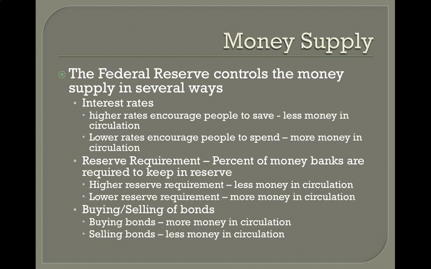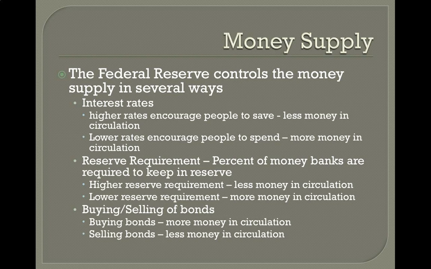The Federal Reserve controls the money supply in a couple of different ways. The first way is through interest rates. Higher rates encourage people to save, less money in circulation. Lower rates encourage people to actually spend money, which gets more money out in circulation. The reserve requirement, which is the percent of money banks are required to keep in reserve, also has an effect on how much money is out in circulation. Higher reserve requirements mean the bank has to keep more money in reserve. That means there's less money out in circulation. Lower reserve requirements mean there's more money out in circulation.